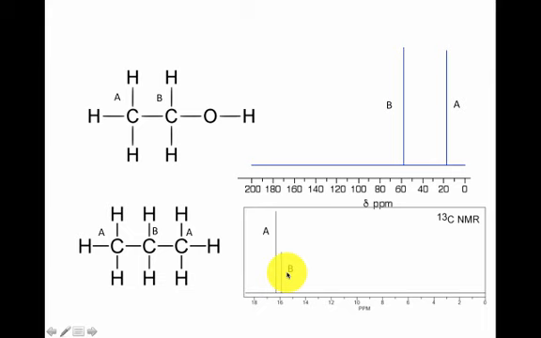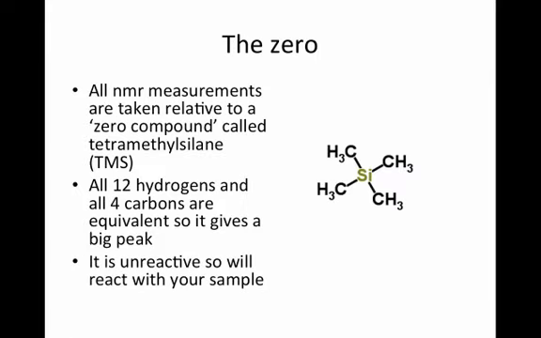Okay, the final thing we're going to talk about today is what this 0 on the graph is. All the NMR measurements are taken relative to a compound called tetramethylsilane, which is here. So that's just a silicon atom with 4 methyl groups attached to it. There are a few reasons we use this as our 0. One, all 12 hydrogens and all 4 carbons are exactly equivalent, so it just gives one massive peak.